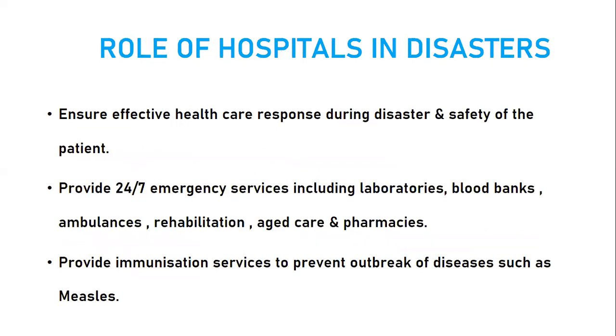The role of hospitals in disasters. You have to ensure effective healthcare response during disaster and safety of the patient. You have to provide 24/7 emergency services, including laboratories, blood banks, ambulances, rehabilitation, aged care, and pharmacies, and provide immunization services to prevent outbreaks of diseases such as measles. Normally, routine immunization shouldn't be disrupted in any case of disaster, and WHO doesn't recommend any special vaccination for healthcare workers or the general public.